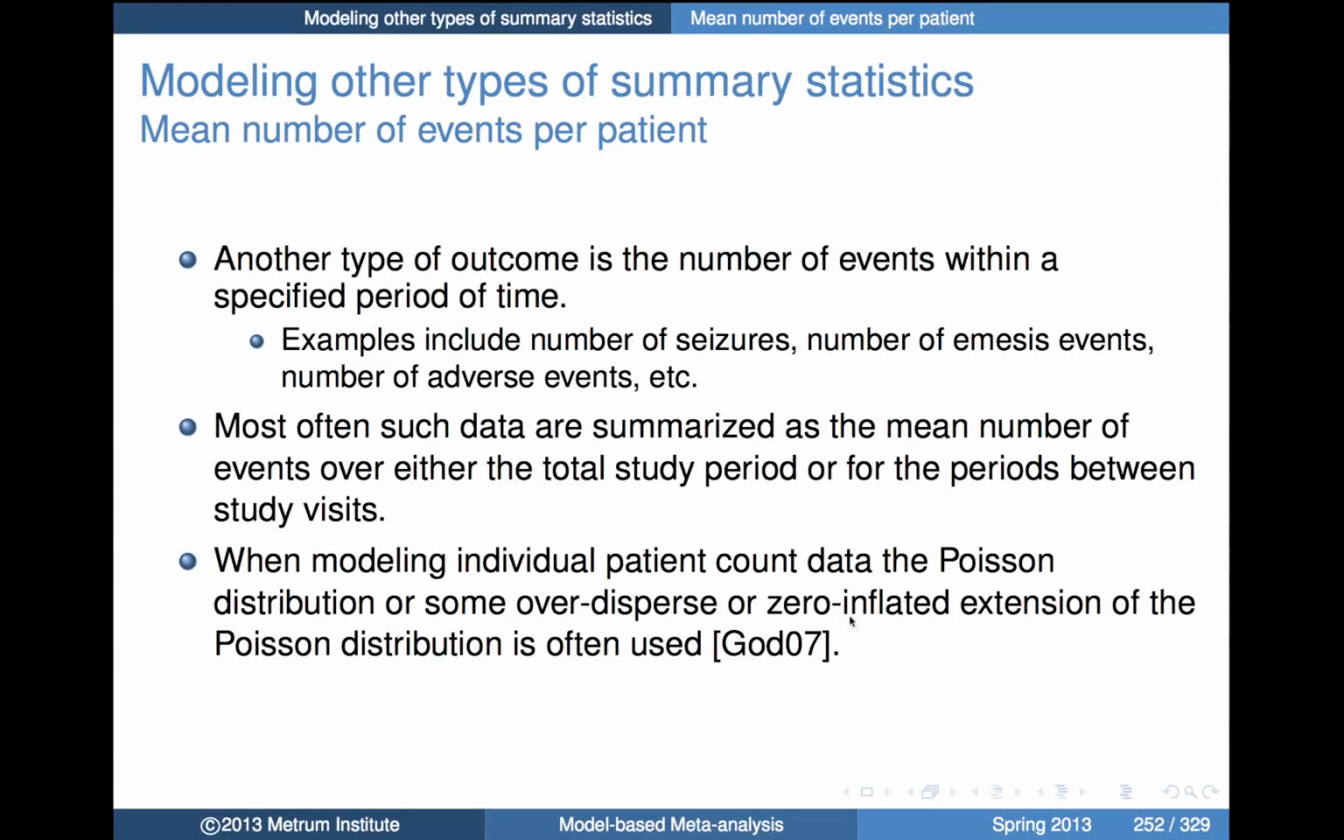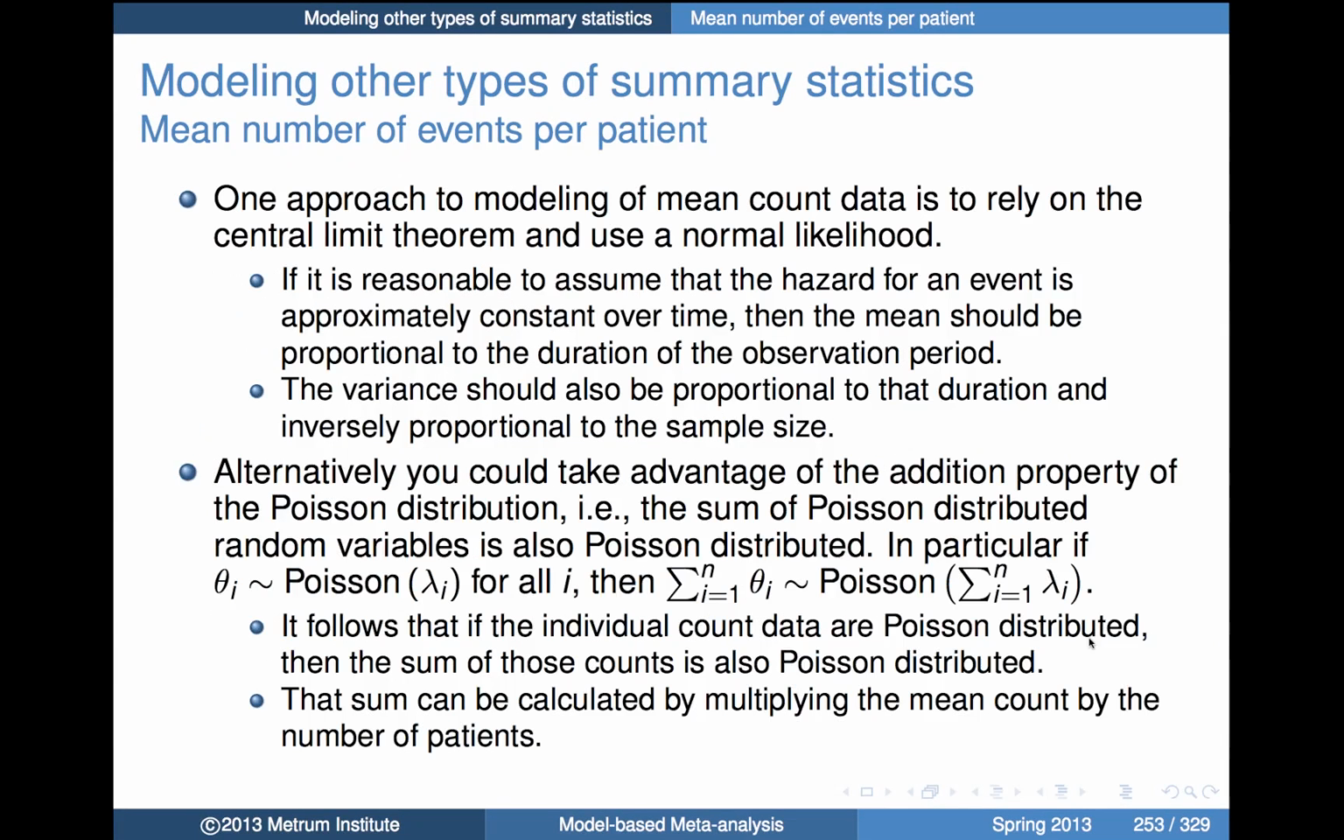Another class of problem is one where there seems to be an excess of cases where you have zero events compared to the Poisson distribution, and there are special zero inflated Poisson models, often referred to as ZIP models, for dealing with that. So that's what you would do with individual data.